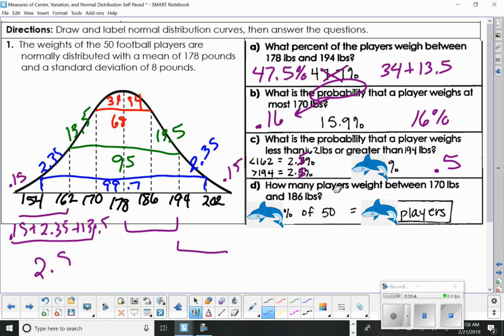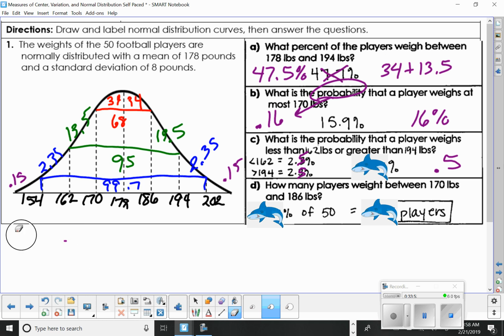Now, how many players weigh between 170 and 186 pounds? Let's come over here, get rid of all this stuff so we can see again. So we want between 170 and 186. And by the way, if they're asking you to use the empirical rule, it's got to be plus or minus whole standard deviations. They can't give you something in between. We're going to find out how to do that later.